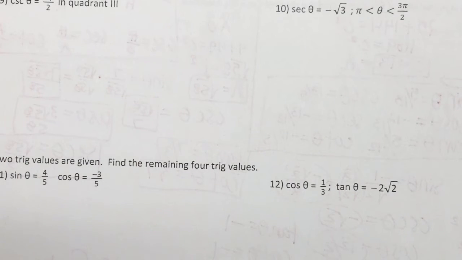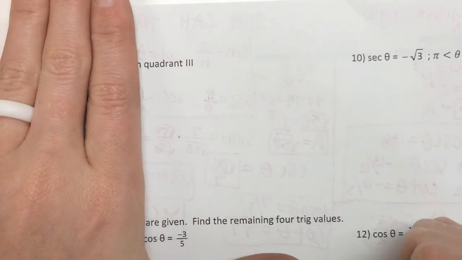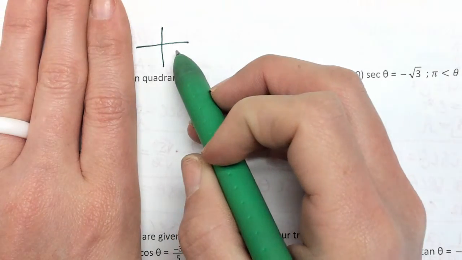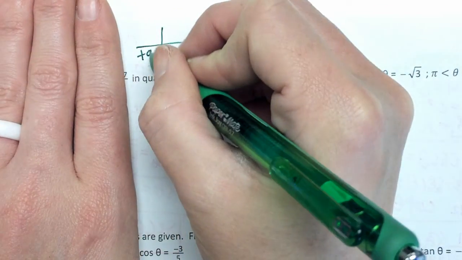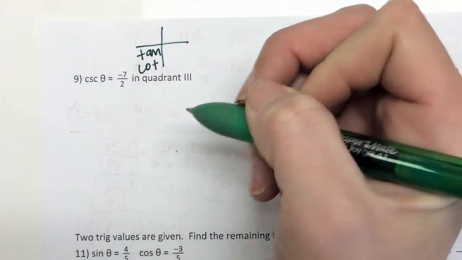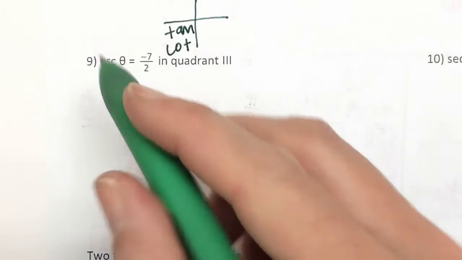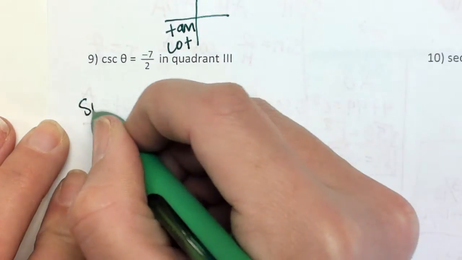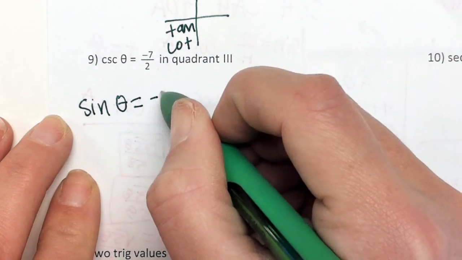Alright, flip it. Just 4 more, then I'll let you get started on your checkpoint. Let's focus on quadrant 3 first. In quadrant 3, tell me what's positive. Tangent and what? Cotangent. Everything else will be negative. This cosecant, what does it go with? Sine. So sine theta is going to be what here?